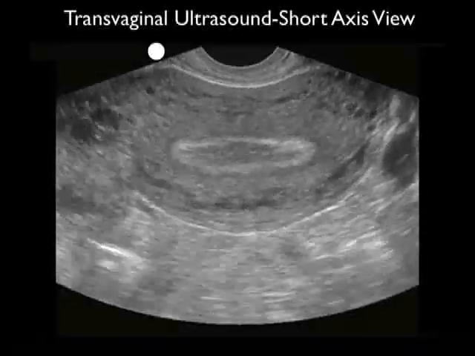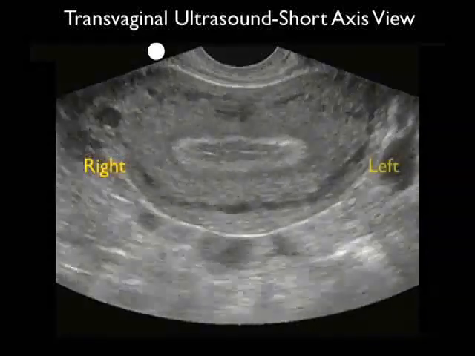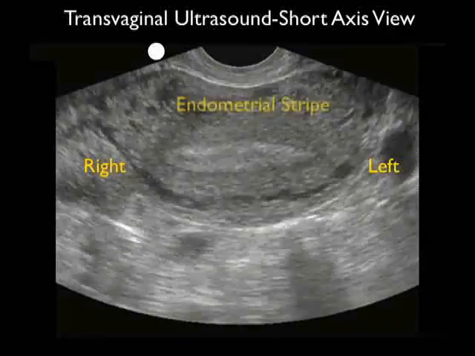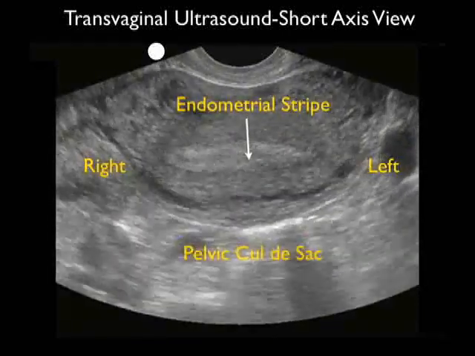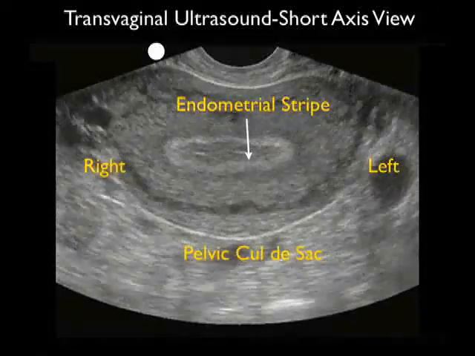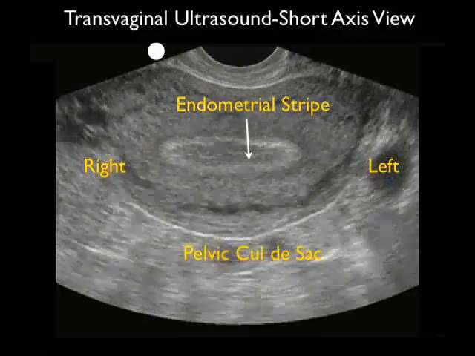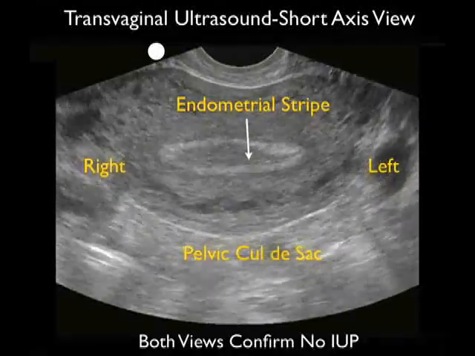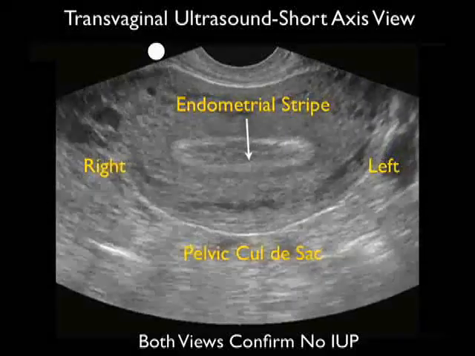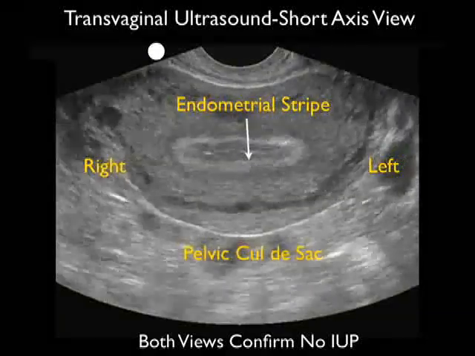Now we'll confirm the absence of an IUP by scanning in the transvaginal short axis plane. Here we have the probe marker oriented towards the patient's right, and we're cutting the uterus in cross-section. Notice again the thickened endometrial stripe in the midline of the uterus and the pelvic cul-de-sac posteriorly. Again, we see the absence of an IUP, and also note the absence of free fluid, dark anechoic fluid collections within the pelvic cul-de-sac. So, given these findings, we're now concerned about the presence of an ectopic pregnancy.